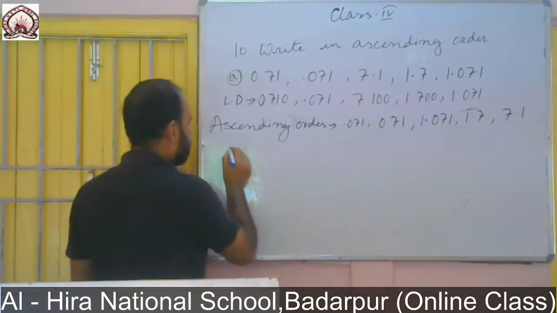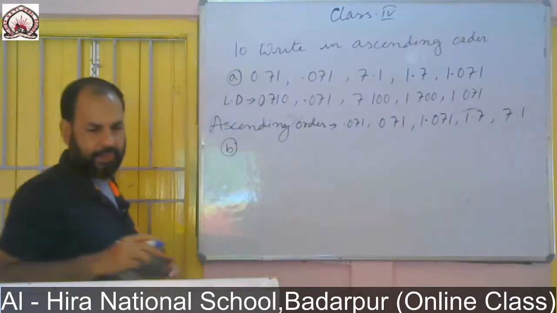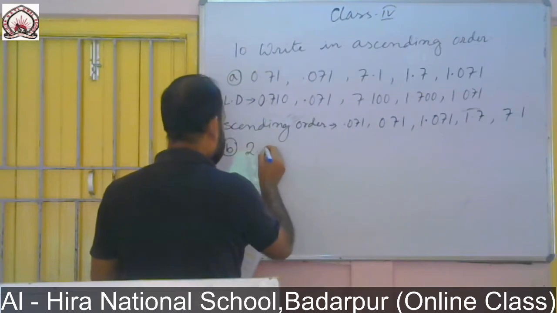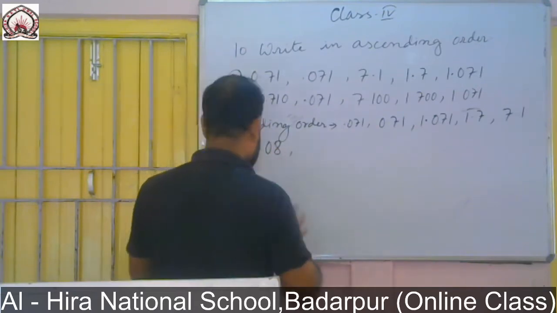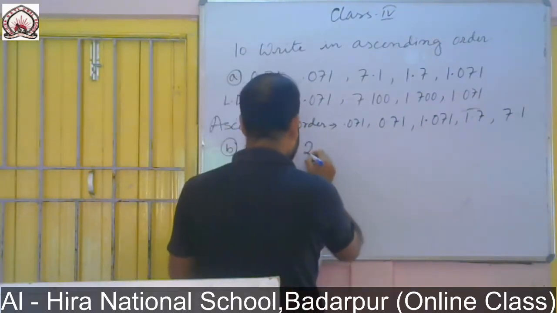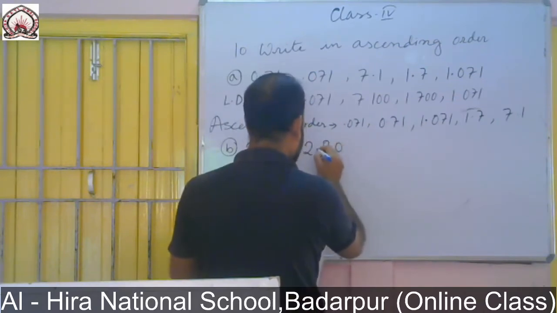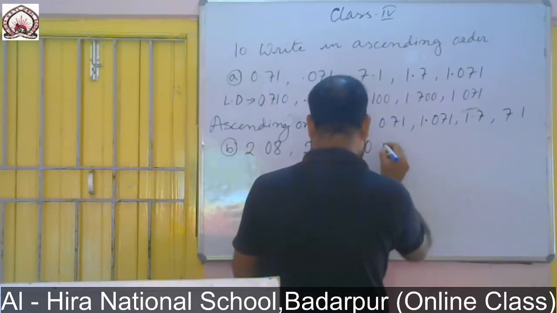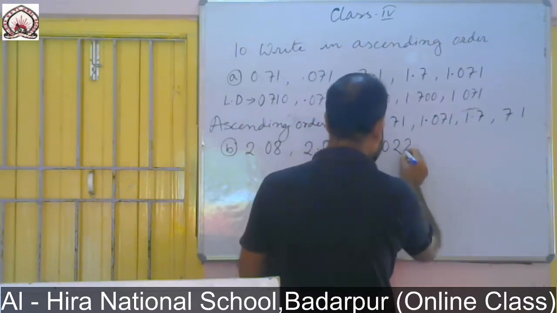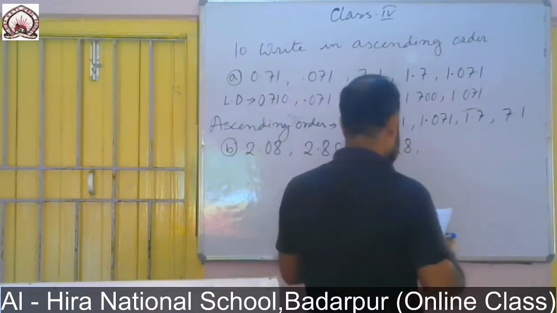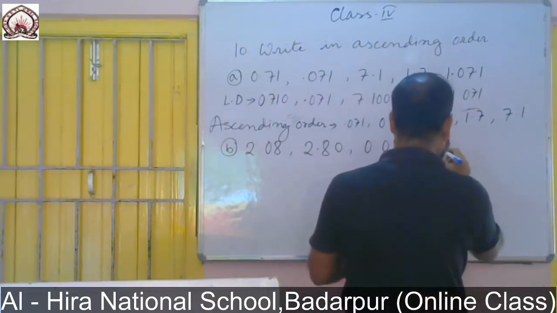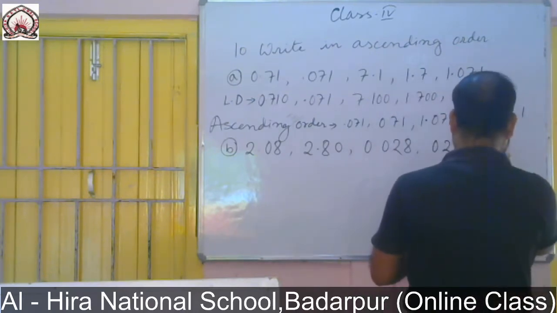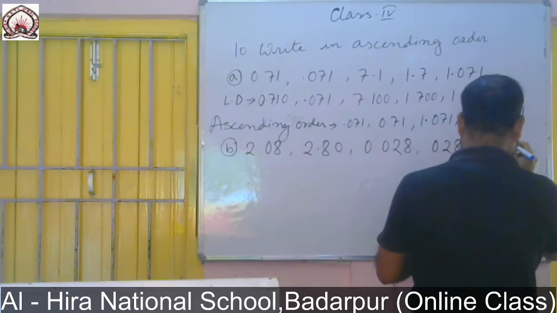Next, question number B: 2.08, 0.028, 0.28, 20.8.